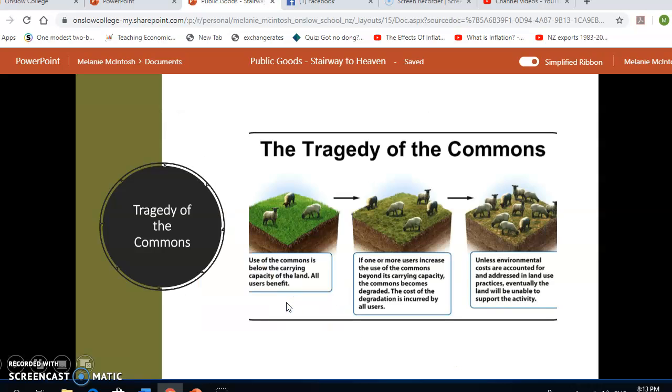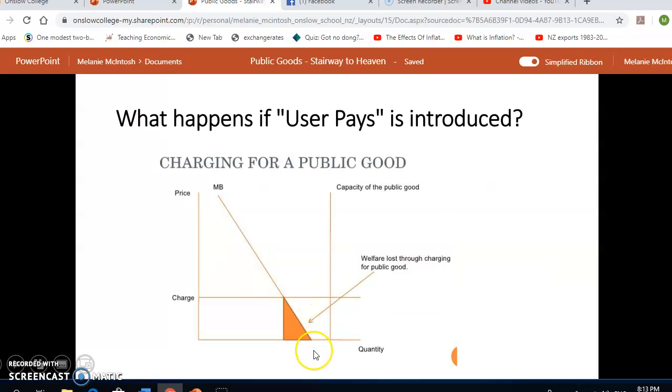I like to put letters on it, so you could go A, B, C, or QS, Q1, A: a deadweight loss of A, QS, Q1. Just imagine that the labels are there.